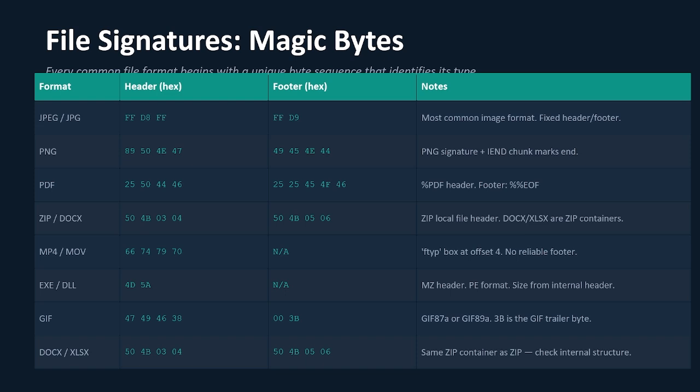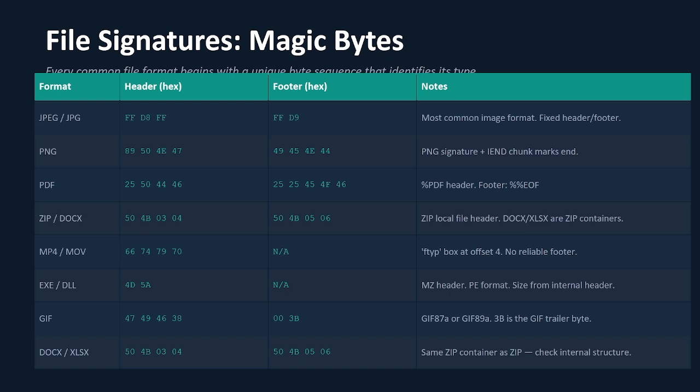Zip files, you'll notice that zip files are the same as DOCX and XLSX because that's really all a Word document, an Excel document, and even a PowerPoint document are stored as: they are just a zip file format which has all the information inside of that. So those all have the same header information and footer information.